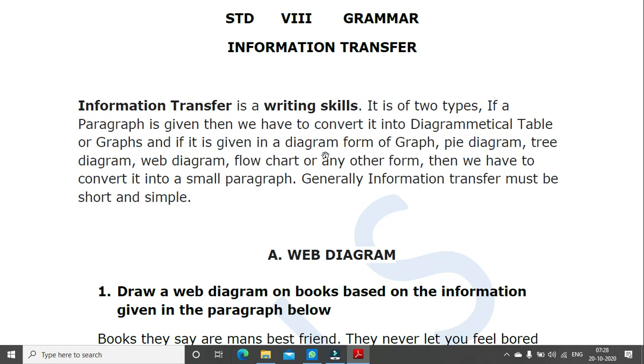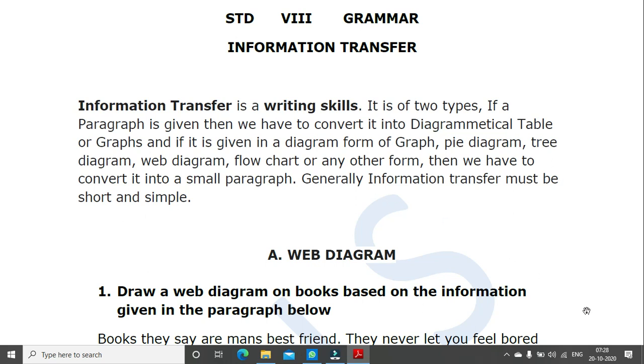So let me read. If it is a flow chart or any other form, then we have to convert it into a paragraph. So if it's given in the form of a figure, a table, a graph or a diagram, you will convert it into a paragraph. Generally, information transfer must be short and simple. It's not needed that it has to be very long. It can be short and simple.